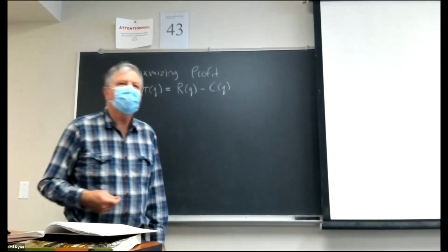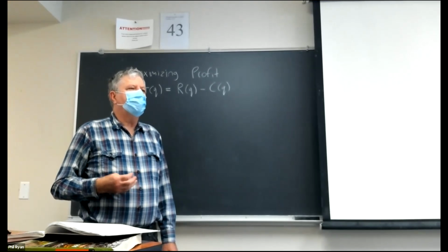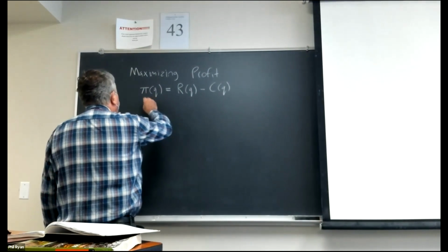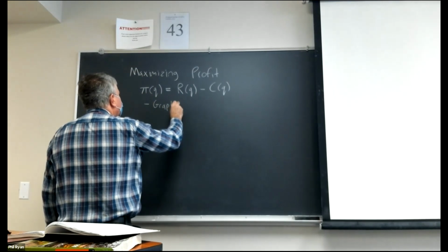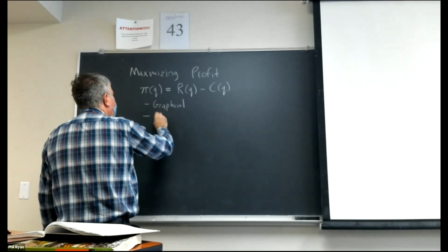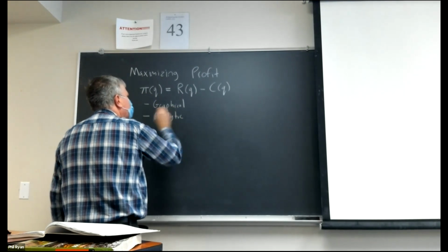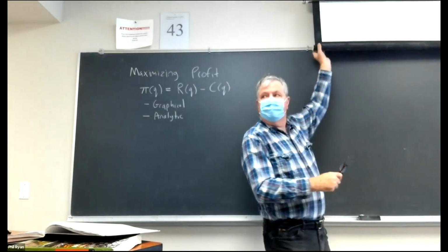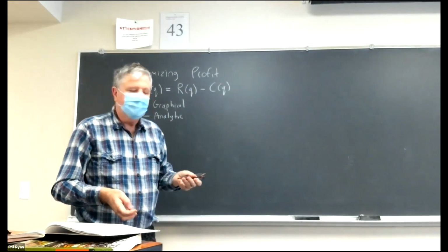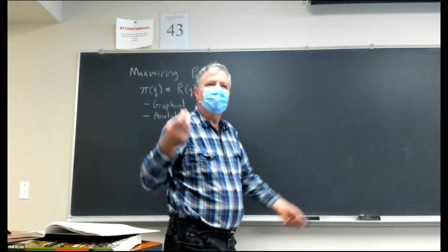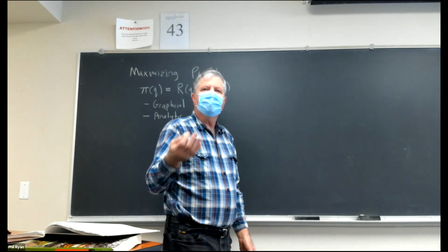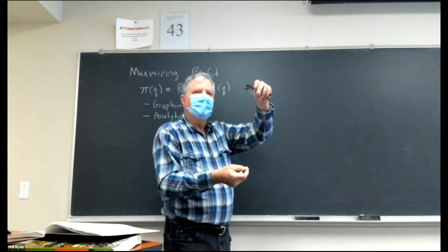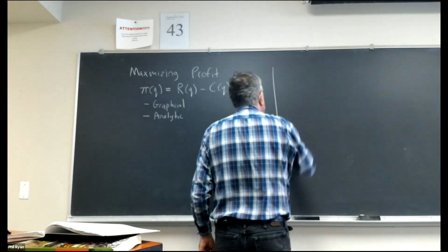Okay, so how can we figure out where the maximized profit is? There's two ways to do it, right? There's graphically, and there's an analytic way of using formulas. The graphical way is obvious. You just look at the revenue and cost curves, and you look where is the greatest distance between revenue and cost. Okay, so let's go ahead and do that.